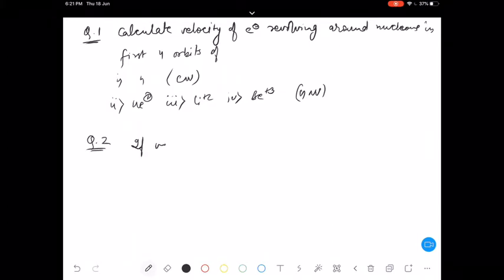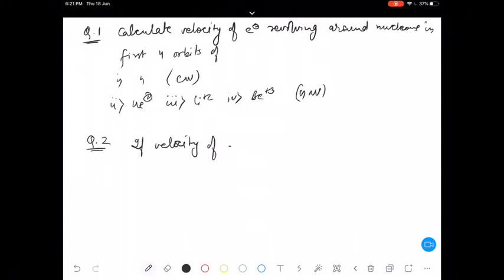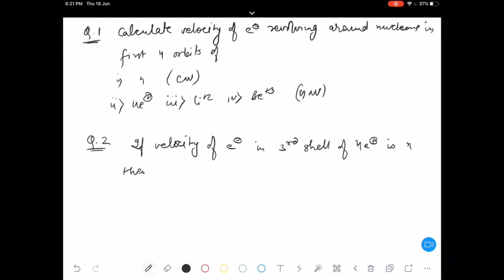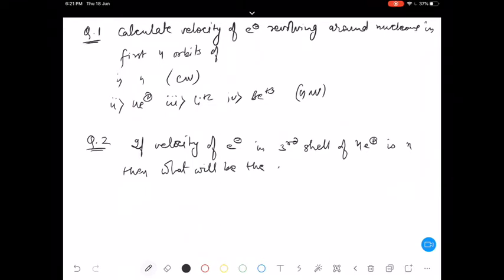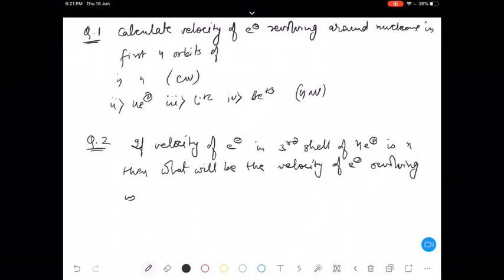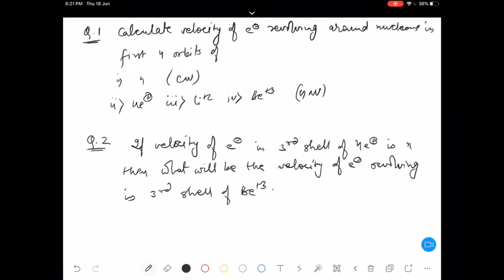Question number 2. If velocity of electron in third shell of helium positive is x, then what will be the velocity of electron revolving in third shell of beryllium tripositive.